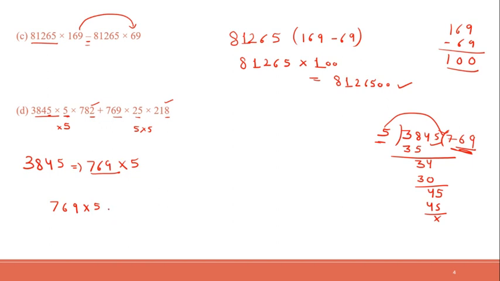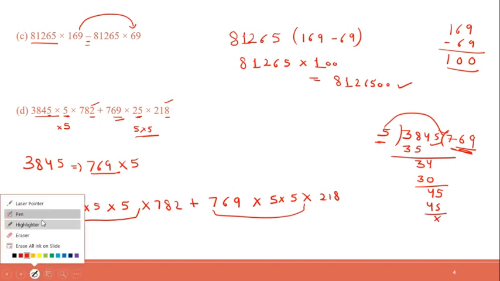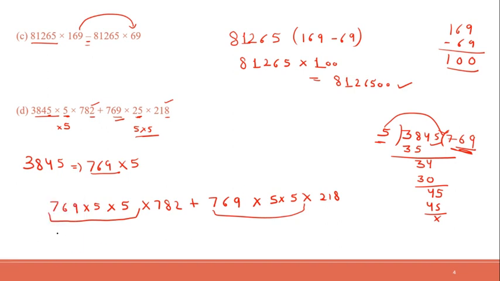And again there is a 5 in multiplication, right? Into 5 again, into 782 plus here 769 into 5. This 25 is 5 into 5, right? So we'll write 5 into 5 into 218. Now I can see that this term and this term is common in both the numbers, right? So what will I do? I'll just write this apart. 769 into 25. I'm multiplying these two.